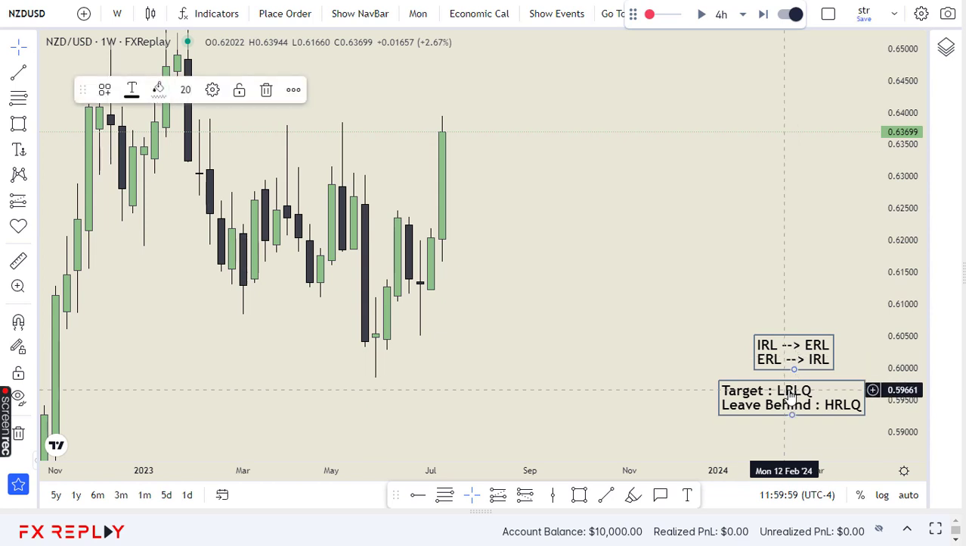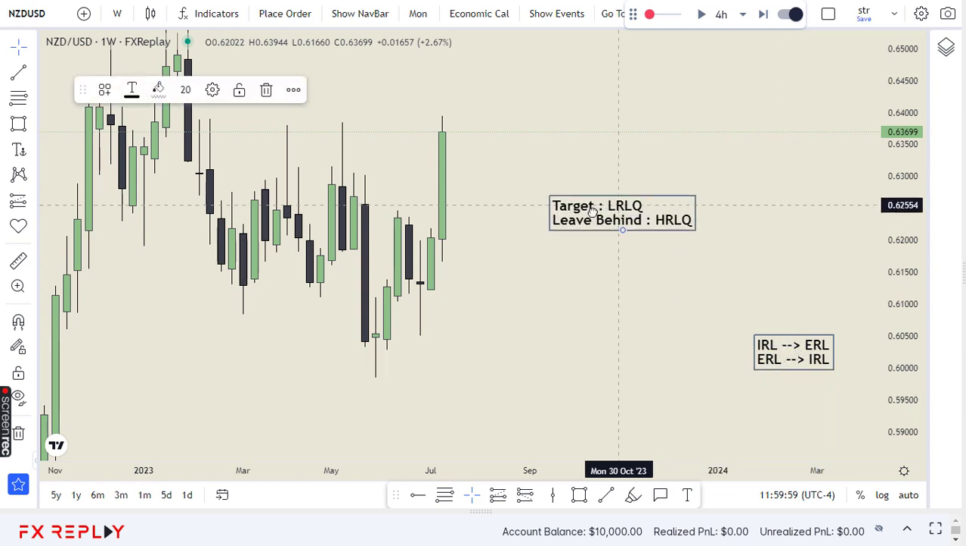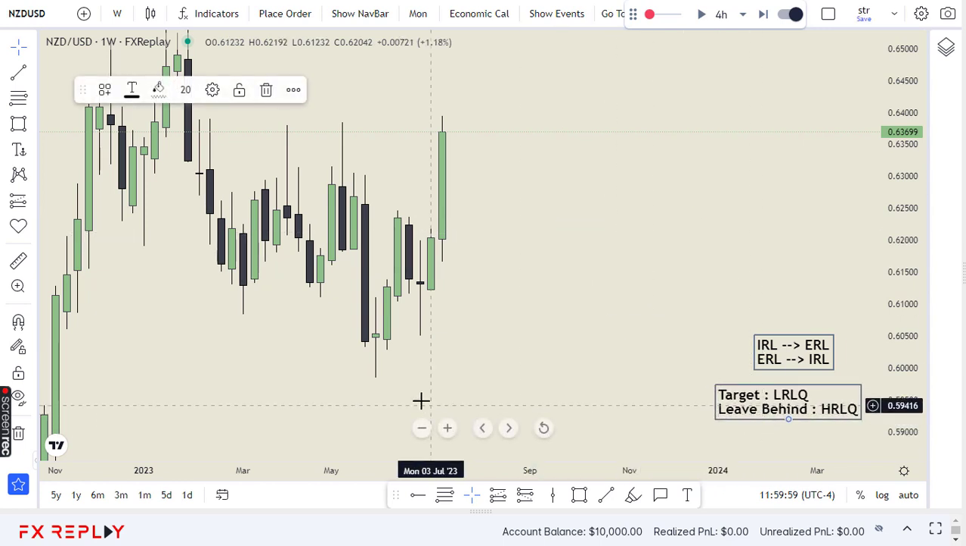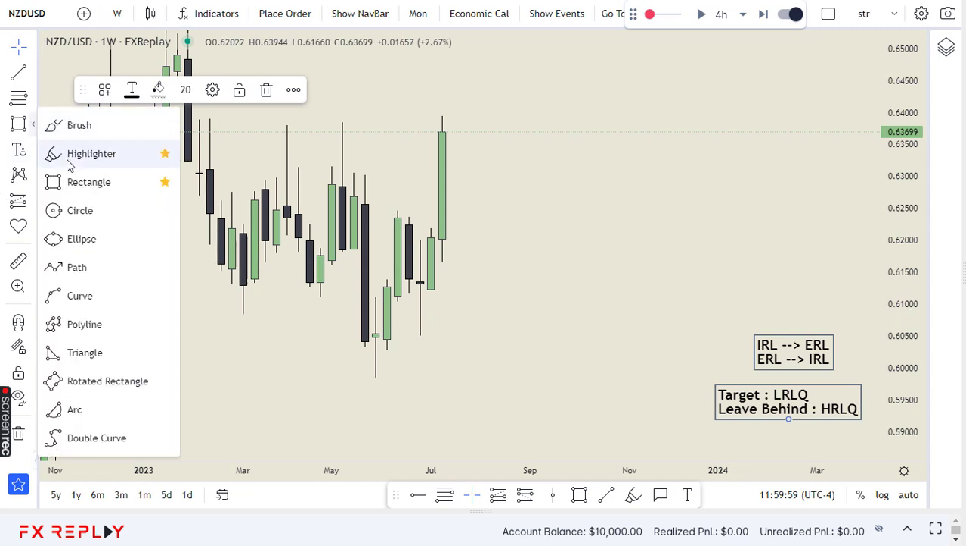The next concept we're going to use is target. You want to target low resistance liquidity, and you want to leave behind you high resistance liquidity. Let me give you a quick example. I already talked about this concept on my channel previously. I'm going to leave the two videos in the description.